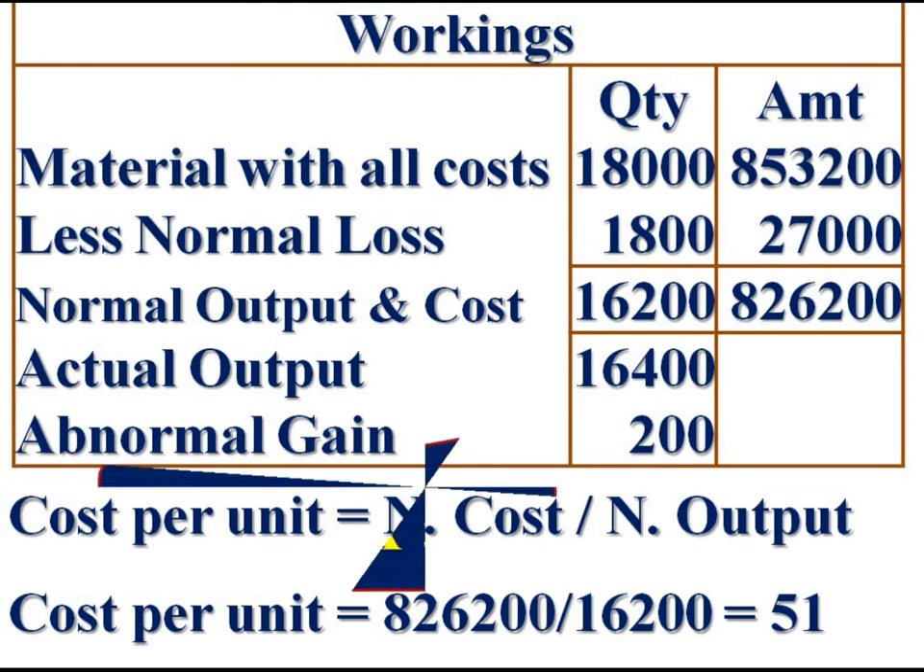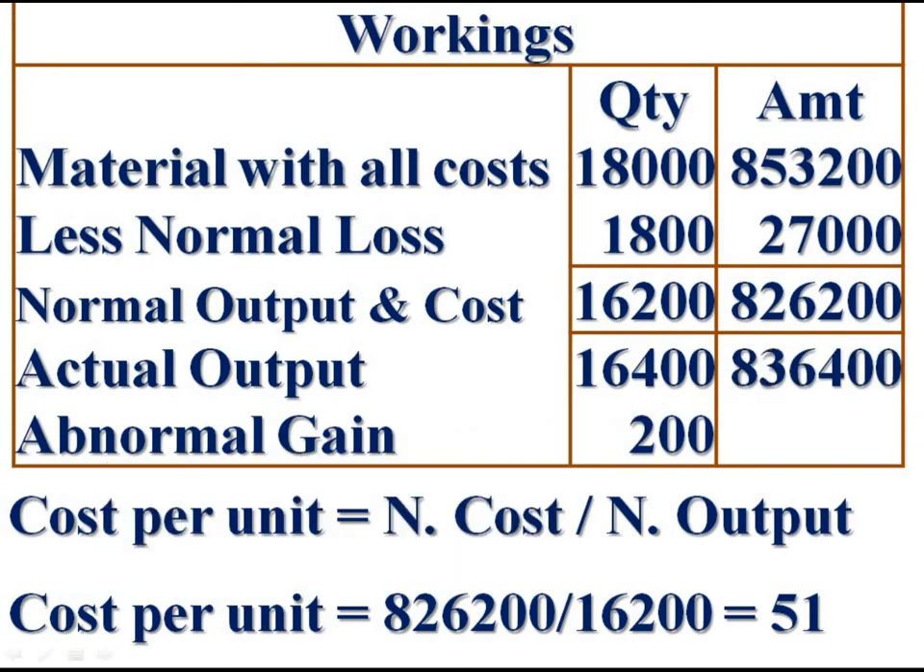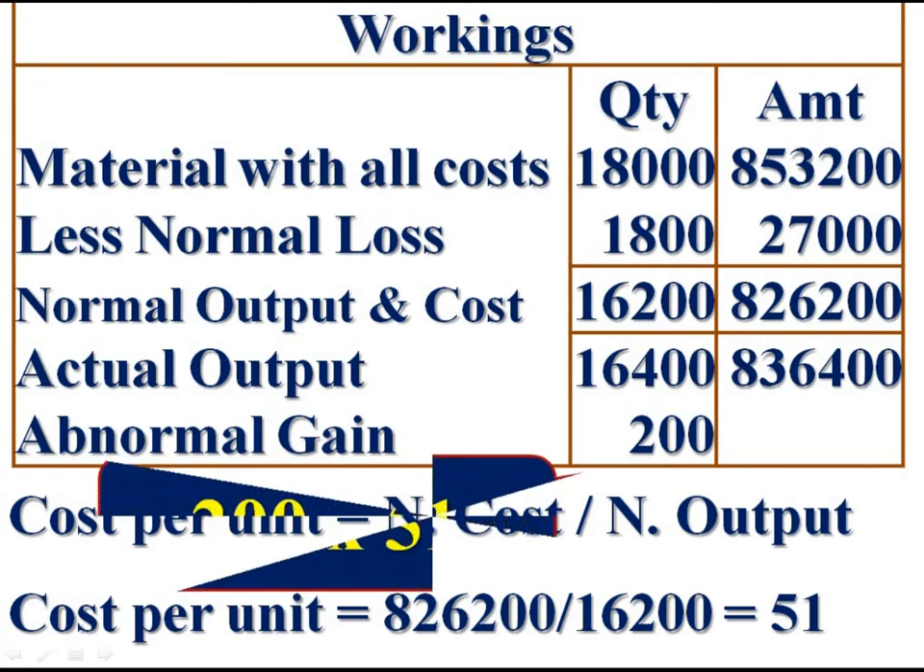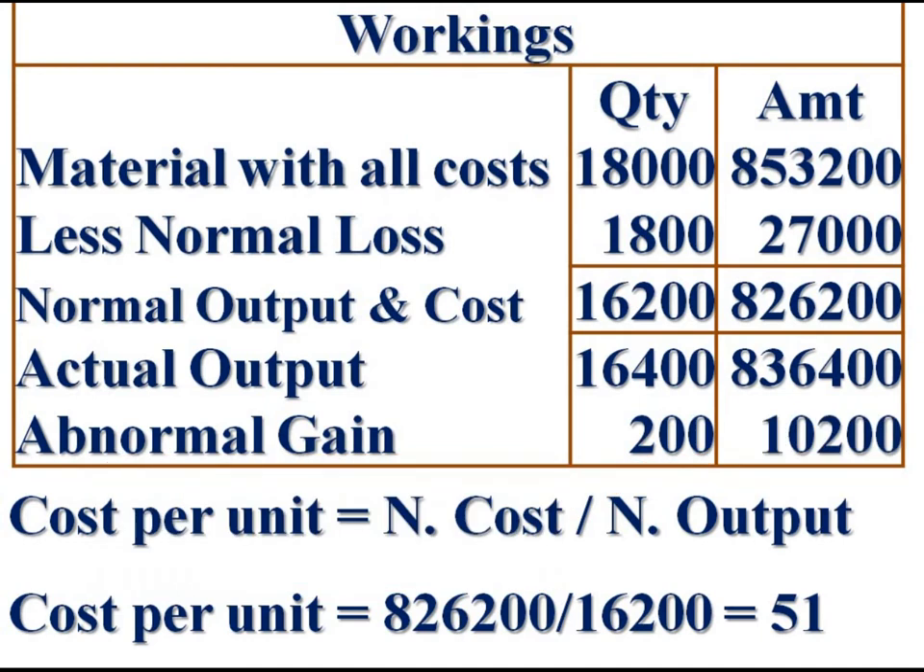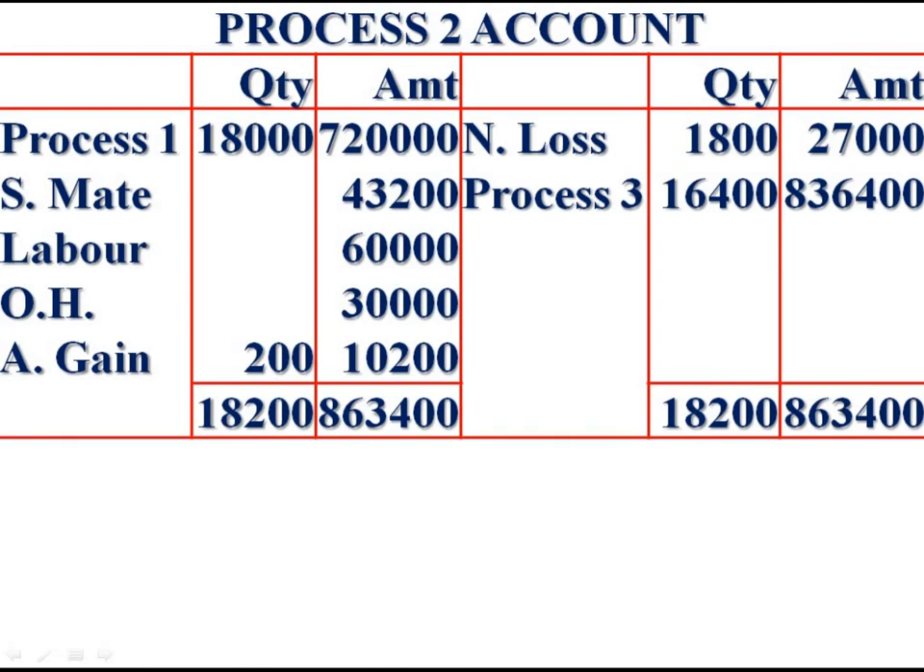Value the actual output and abnormal gain at rupees 51. Value of actual output 16,400 into 51. We get 8,36,400. Value of abnormal gain 200 into 51. We get 10,200. Credit the amount of actual output and debit the amount of abnormal gain in process 2 account. Process 3, 16,400 units, 8,36,400. Abnormal gain 200 units, 10,200. Get the total of process 2 account: 18,200, 8,63,400. This is the process 2 account.